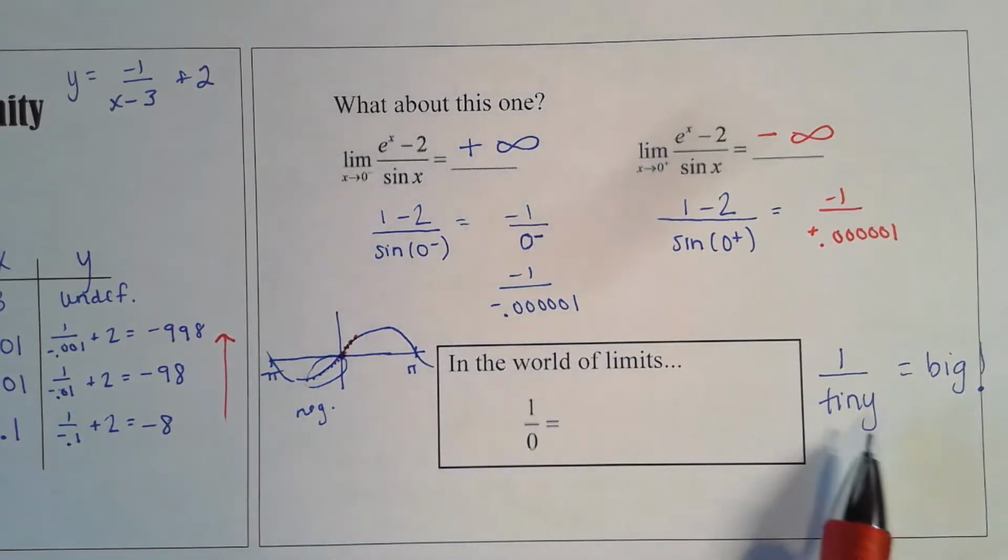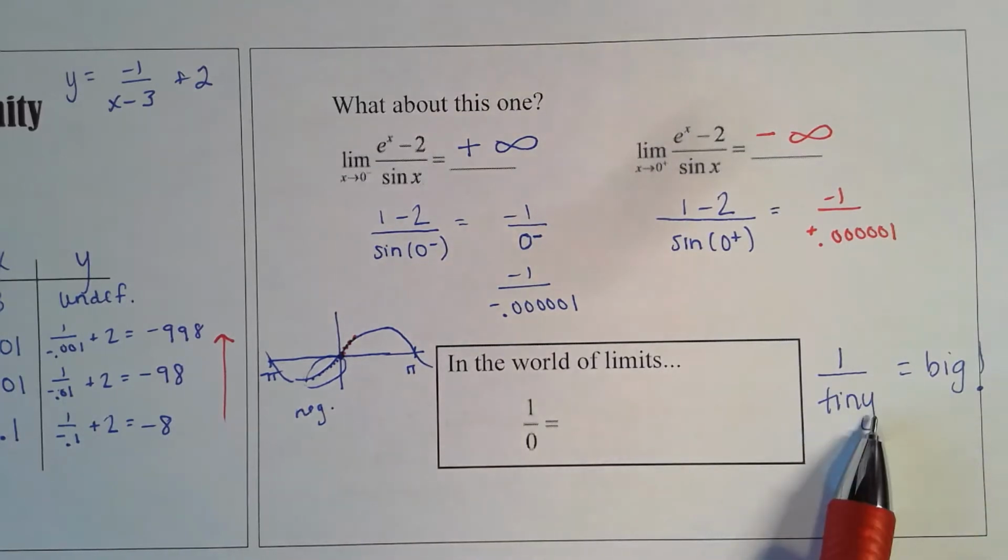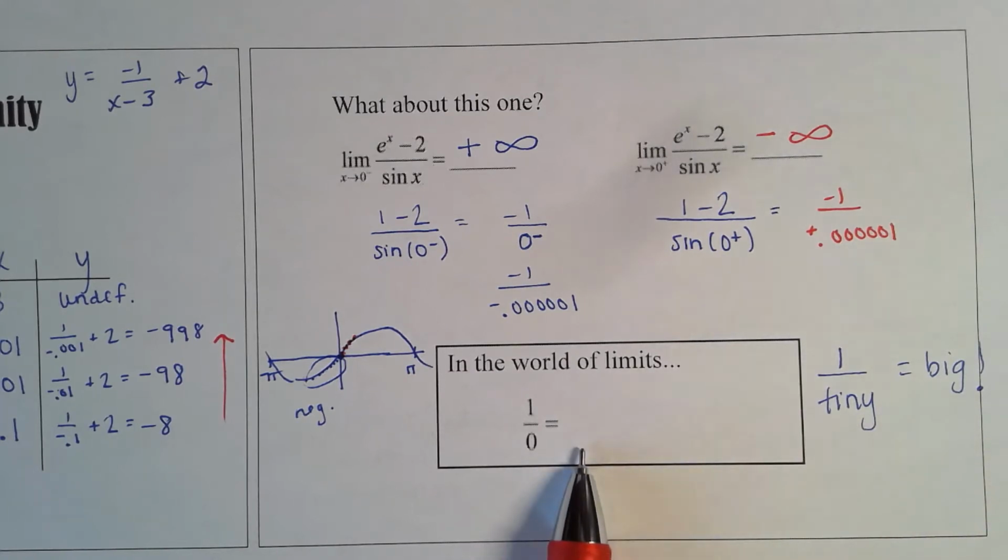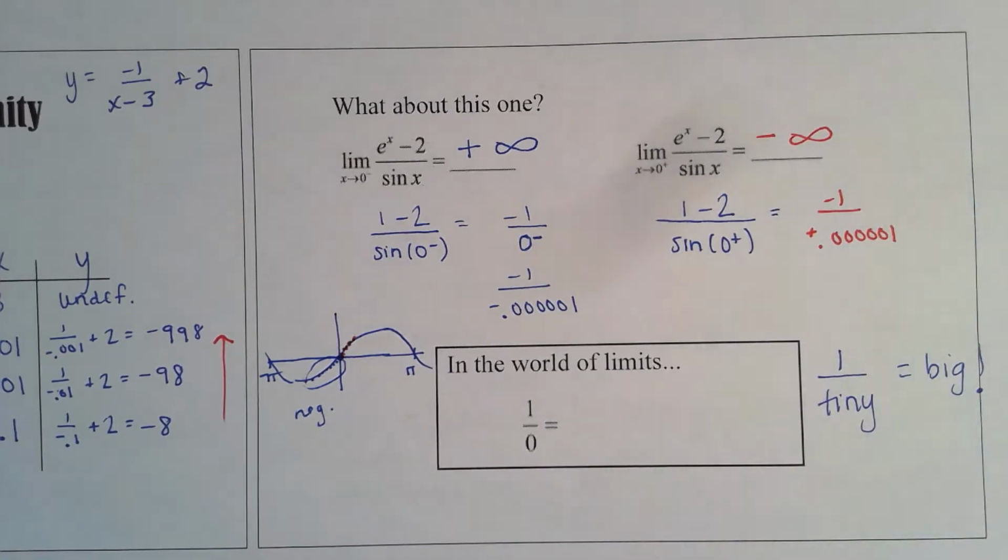So this is something we worked with last year. We're getting a little more technical than last year. We're not necessarily going to use words like big and tiny. I'm going to say in the world of limits, and you're going to hate me because you're going to say we've been told our entire life you can't divide by 0. Well, you're absolutely right, and I'm not changing that. But what we can do is say, well, what are we getting close to? So 1 divided by something tiny is something really big.